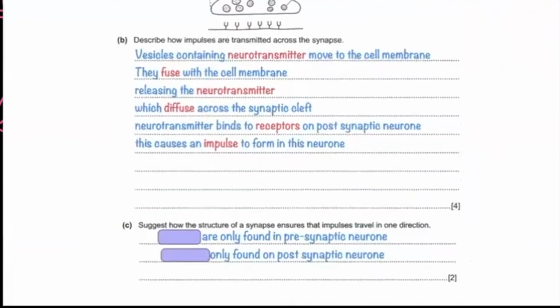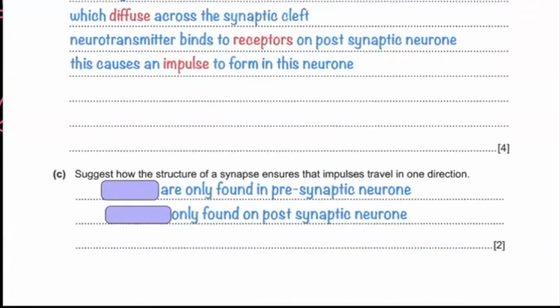Is that clear? Next one says, suggest how structure of the synapse ensures that the impulse travels in one direction. So again, what am I supposed to write that is only found in the presynaptic? And what am I supposed to write in the postsynaptic? Can you figure out what these two words are? It's something unique you'd only find in the presynaptic and something unique you would only find in the postsynaptic.